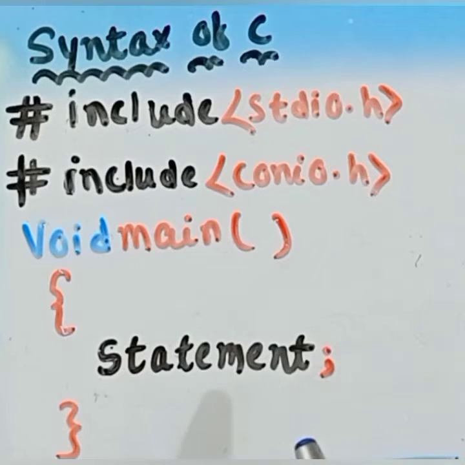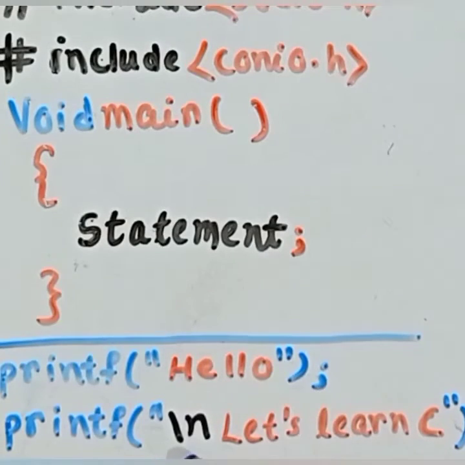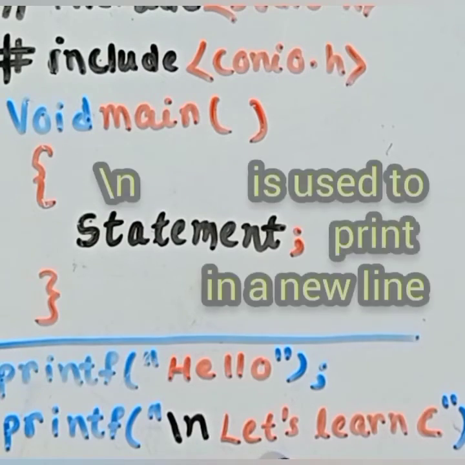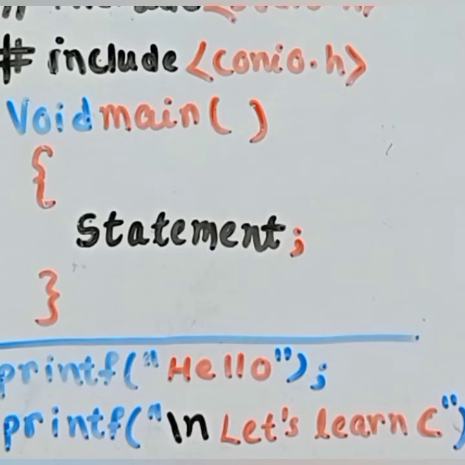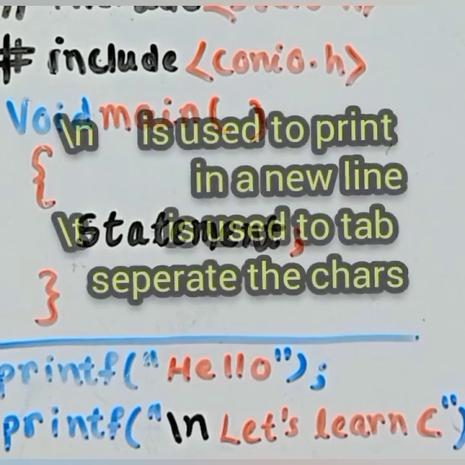Semicolon ends a statement. In every statement, we have to put semicolon. Statement may be single statement or multiple statements. When we write multiple statements, we can use \n for printing a new line. Without using \n, it is not clear. Similarly, \t can be used for tab separation within a line.